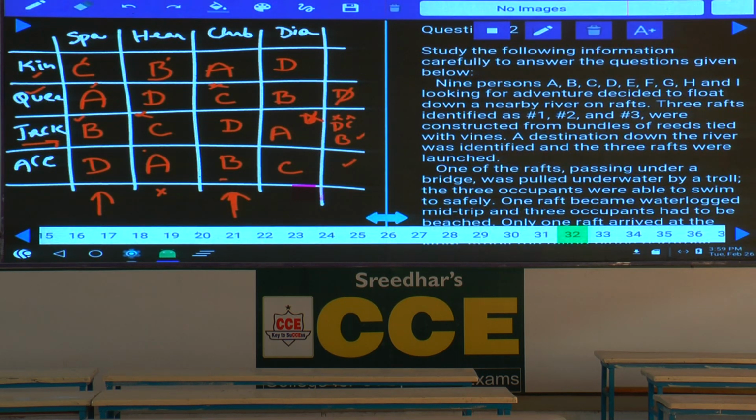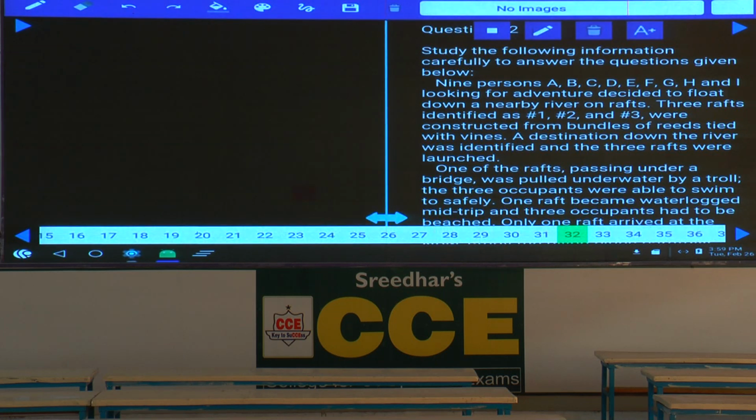Now in this 32 to 35, how many persons are there? 9 persons. A, B, C, D, E, F, G, H and I, looking for adventure, decided to float down a nearby river on rafts. 3 rafts were identified. And what are those 3? 1, 2 and 3. There are 3 rafts, constructed from bundles of reeds tied with vines. A destination down the river was identified and the 3 rafts were launched.